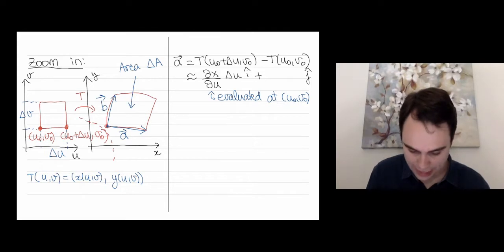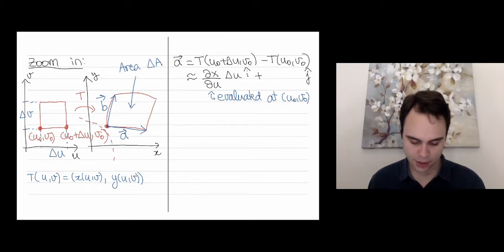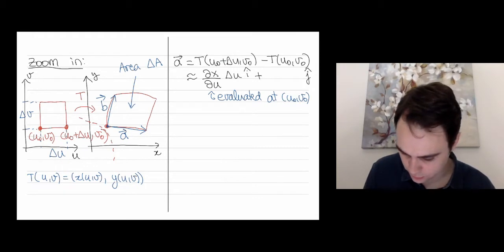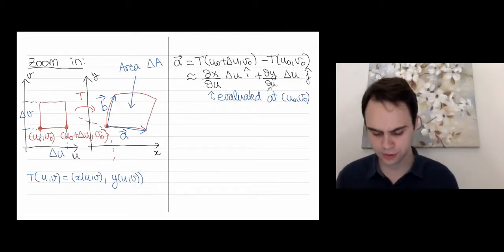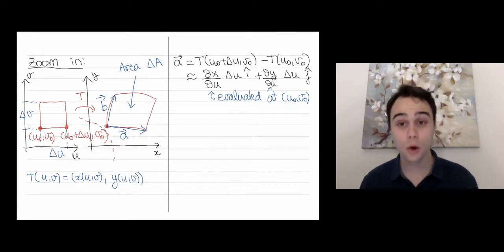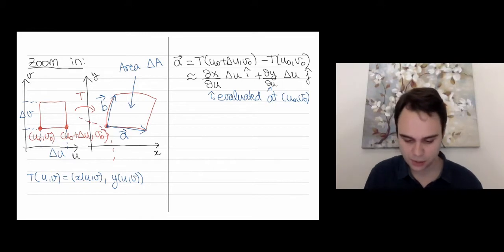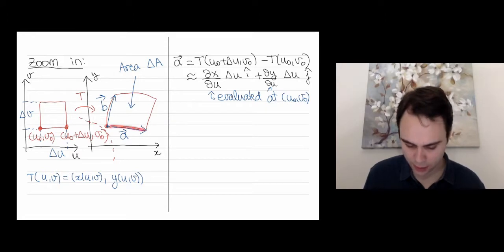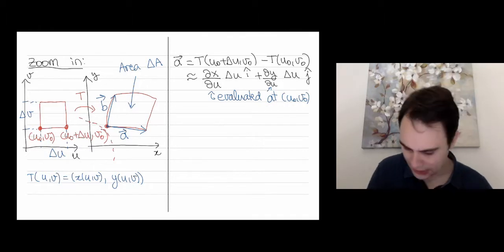And now for the height of this, the j component of the vector A, it's just the y value here minus the y value there. So for the same reason, dy/du times delta u, also evaluated at u0, v0. Okay, so that's the vector A. We're getting close to finding this area delta A, because delta A looks like the parallelogram spanned by A and B. So let me first understand B before we get to the area.